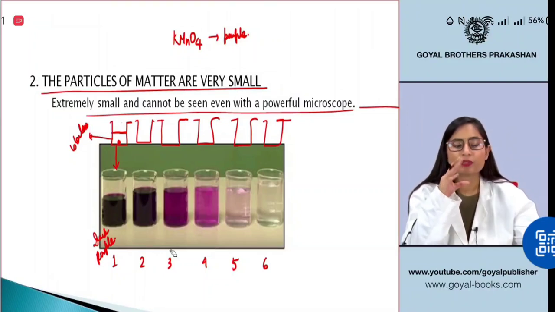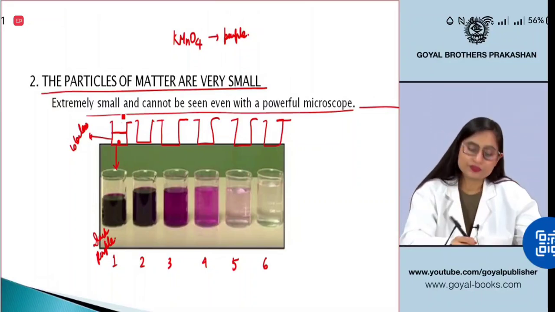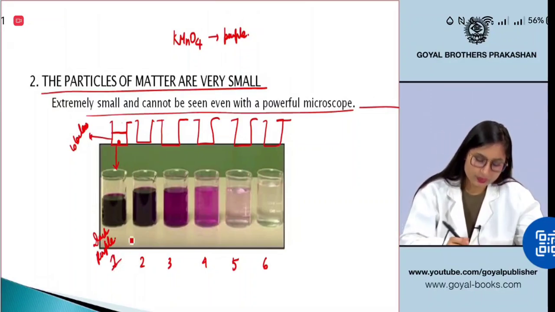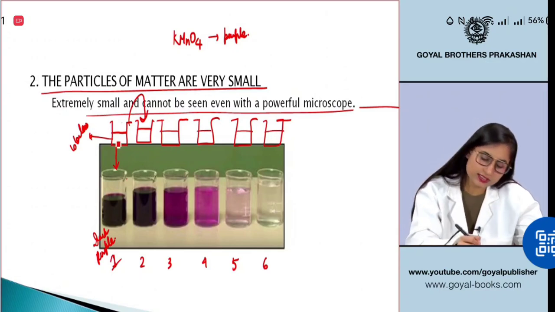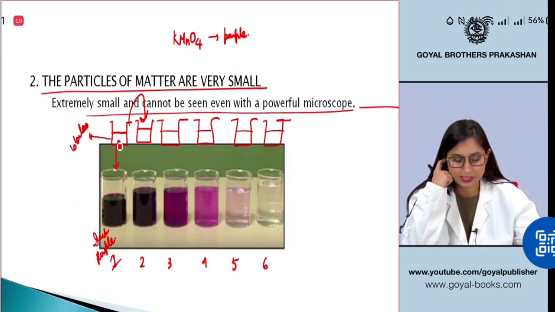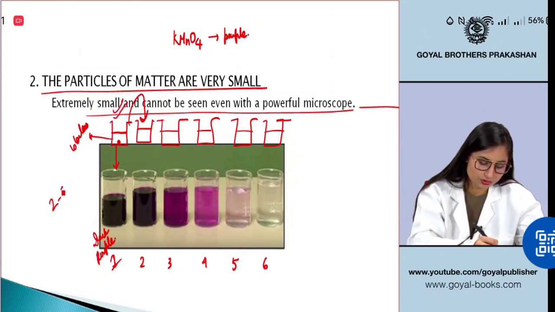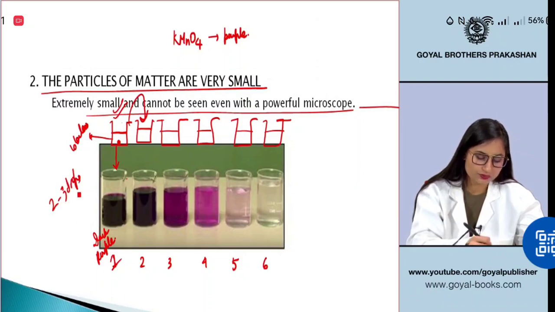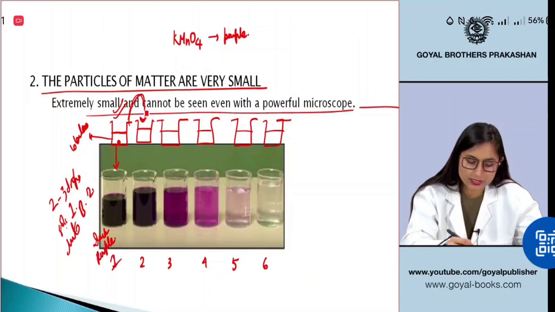Okay, with the help of a dropper, take 2 to 3 drops of the solution number 1 and place these drops into the beaker number 2, which has only water. All of these have only water left. Only this first beaker has the crystal of potassium permanganate. So you put 2 to 3 drops of the solution number 1 into beaker number 2. Correct? This is where you put the 2 to 3 drops.